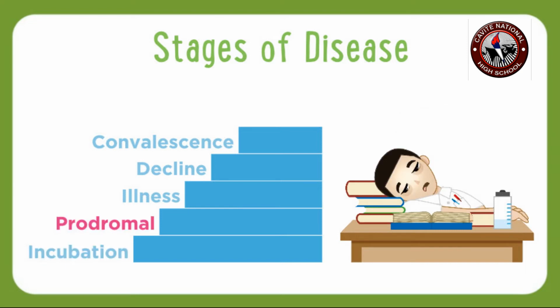The next stage is prodroma. During this period, the pathogen continues to multiply. The person begins to experience signs and symptoms of the disease.